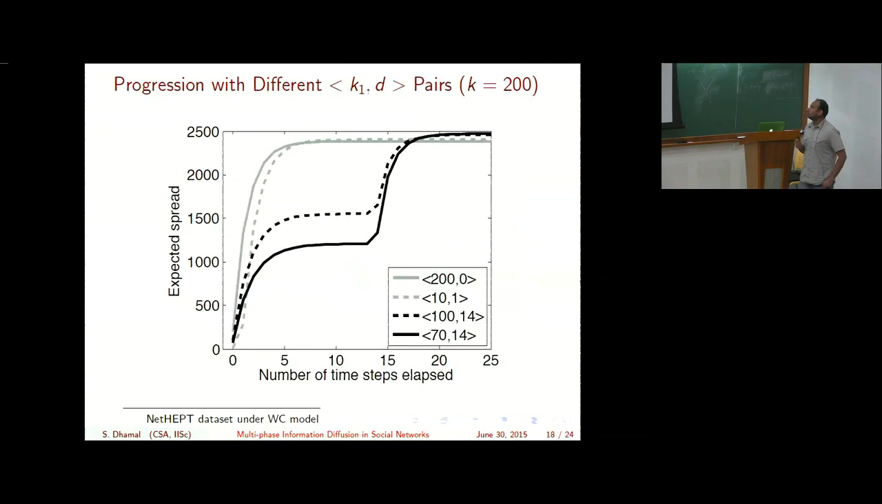Okay, so this is how the diffusion progresses. A company would ideally like to see how the diffusion is going to progress with time. As I said, because of two-phase diffusion, it's possible that the diffusion is going to slow down. So that's what we see, how much it slows down. The gray plain line is the single-phase diffusion, and this dotted gray line is K1 you're giving for the first phase, and 200 minus K1 for the second phase, and the delay is 1. So I just wait for one time step between the two phases.